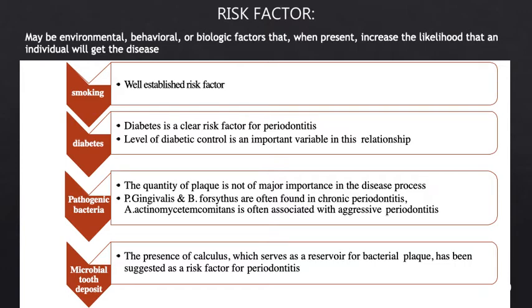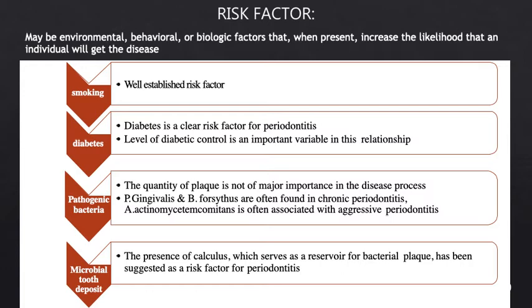Next is diabetes. Diabetes is again a clear risk factor for periodontitis. Level of diabetic control is an important variable in relating periodontal disease and diabetes. So whenever there is an uncontrolled diabetic, there is high risk of increased periodontitis status. The severity of periodontitis increases as the diabetes level increases. The vice versa goes on. When there is well controlled periodontal disease, the diabetic level goes down. So a well maintained periodontitis patient will have controlled diabetes, and a well controlled diabetic patient will have controlled periodontal disease.